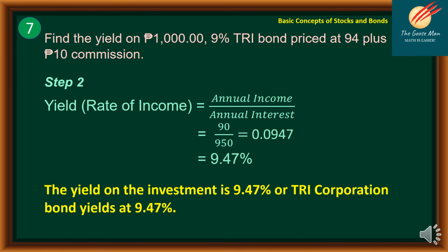The next step that we will do is find out the yield or the rate of income. Take note that the rate of income is the same as the annual income divided by the amount invested. So we have here the annual income of 90 divided by the amount invested of 950. This is equal to 0.0947, or 9.47%. Therefore, the yield of the investment is 9.47%, or the Triban Corporation bond yields 9.47%.